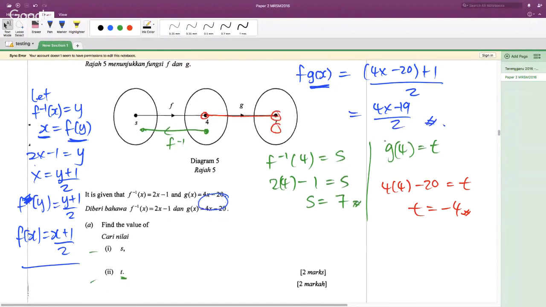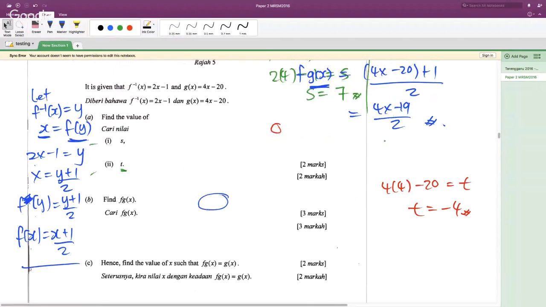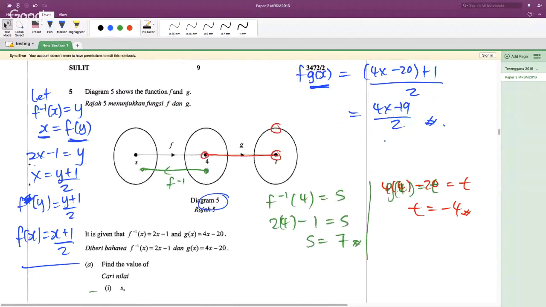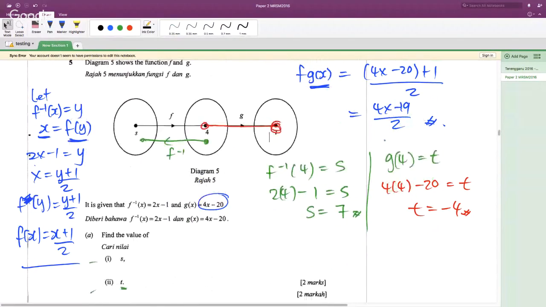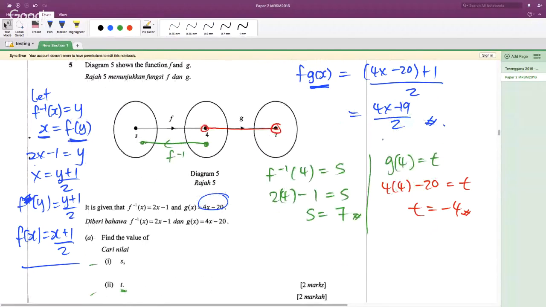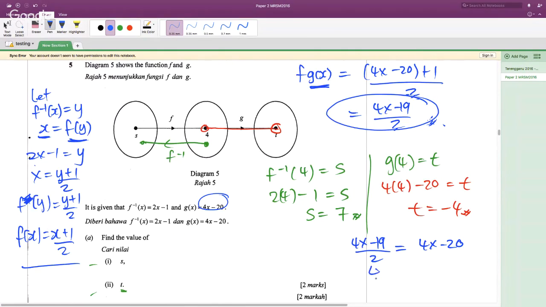Then I will go to the last part. FG of X equals G of X. Since it's hang, I'm going to fully utilize the space here. So this is FG of X we have already. If this equals G of X, then FG of X, which is 4x minus 19 over 2, equals G of X. G of X is 4x minus 20. So basically, you just need to solve this one. Therefore, 4x minus 19 equals 8x minus 40.